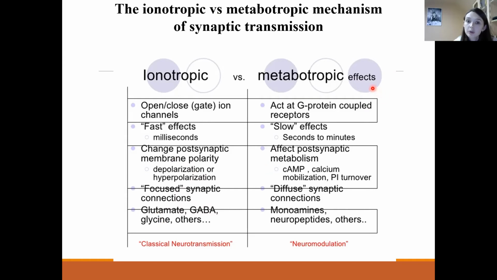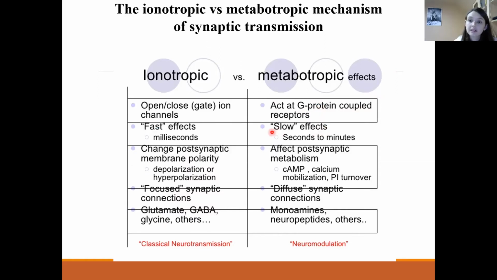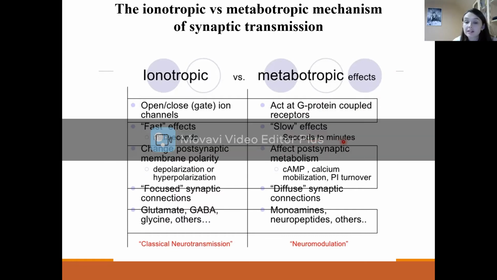In the metabotropic mechanism, as I told you, it requires secondary messengers, like G proteins, which should activate it, and only due to the activation of the secondary messengers is the ion channel going to open and allow ions to flow inside the cell. This mechanism of synaptic transmission will take time, so it has a slow effect. It requires seconds and minutes.